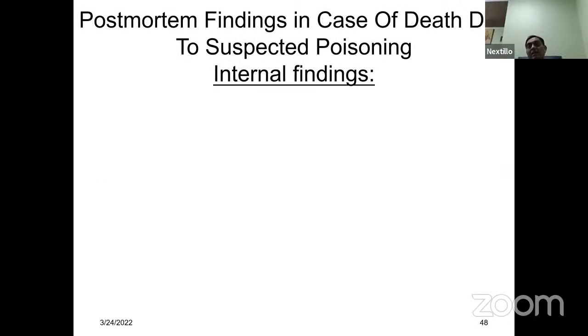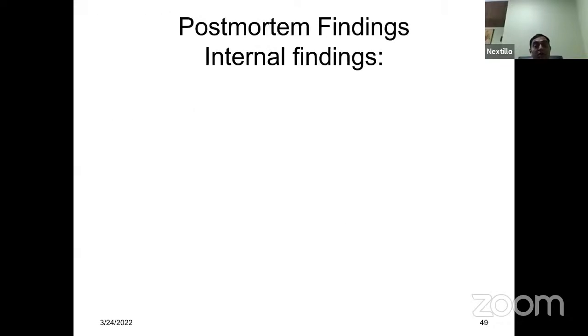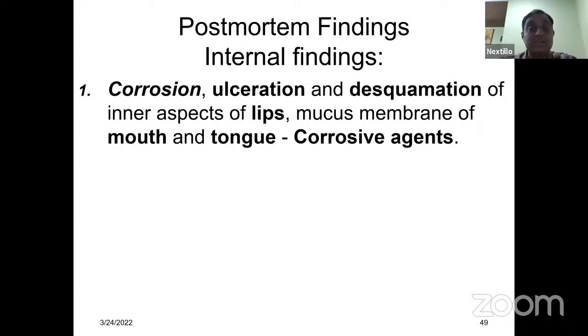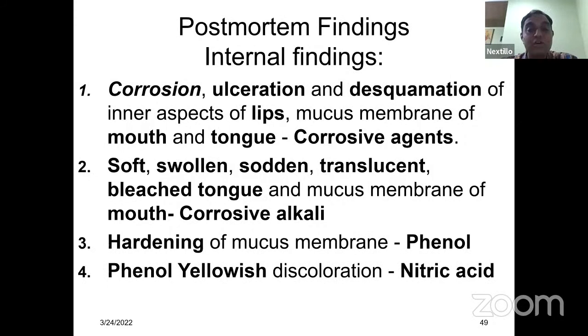Then what will be the internal findings in case of suspected poisoning? The GIT we have to open carefully, since corrosives and irritants will be there. The signs of hyperemia, softening of the wall, ulcerations and perforations. Another internal finding is corrosions, ulcerations and desquamations, inner aspects of the lips, and that is of corrosives. Alkali, you can also say. Hardening of the mucous membrane, which is going to be seen in phenol poisoning. Yellowish discoloration, that is due to nitric acid.